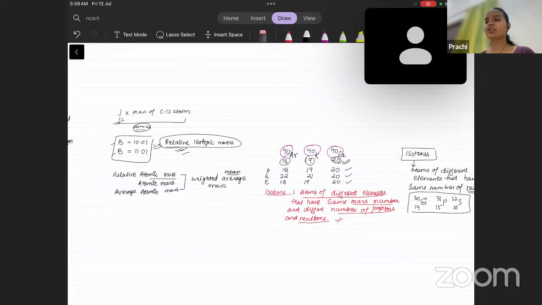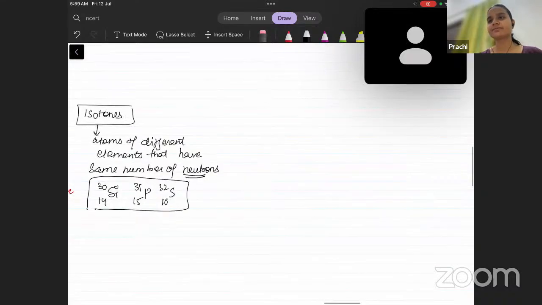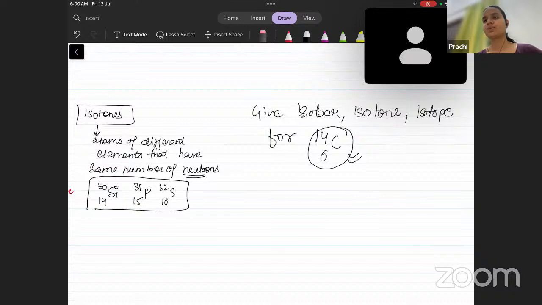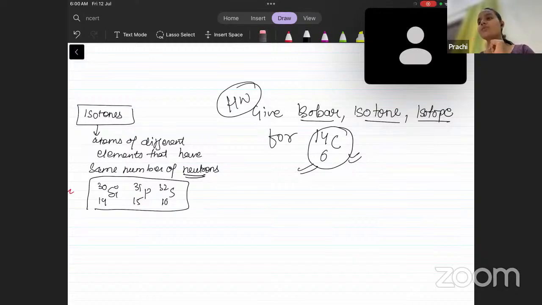Also, there is one more question, you can write it as homework, which is you will have to give an isobar, isotone and isotope for carbon 14. Okay. So you will have to give an example of isobar, isotone and isotope for carbon 14, and this is your homework. So you have 2 questions as the homework.